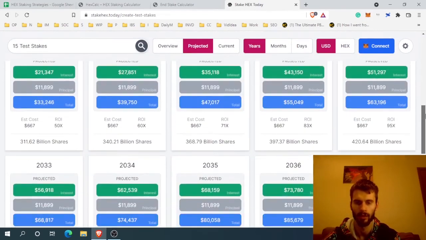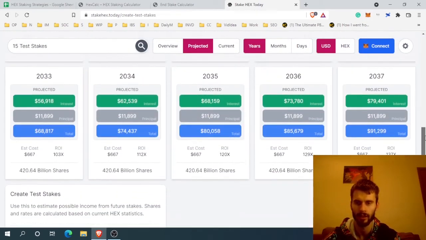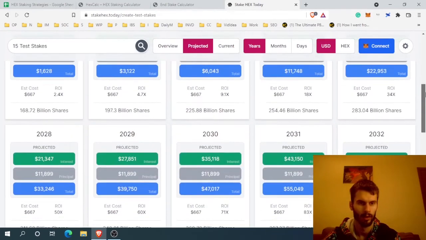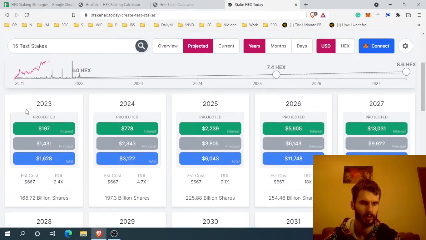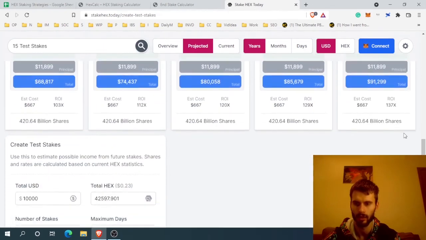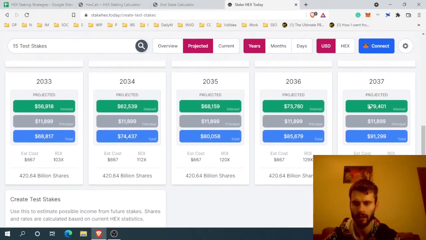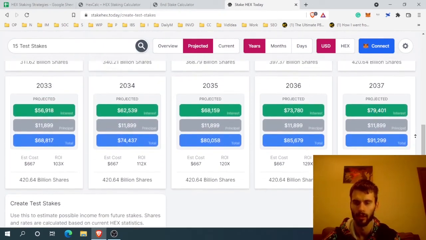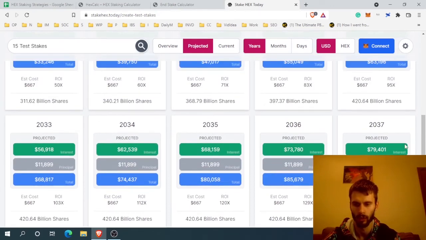And then if we look at our Hex stakes, as you can see, it starts out slowly, and every single year we are making more and more interest, and it grows even to $80,000 from a very small stake of $667.